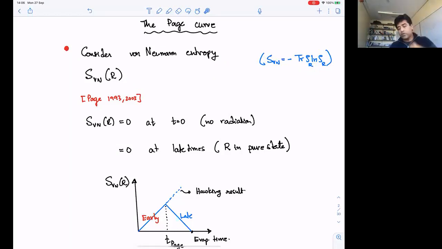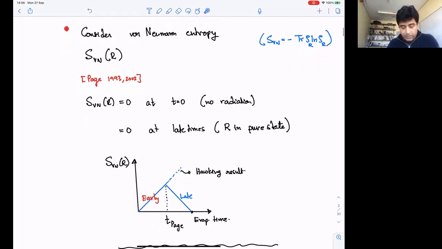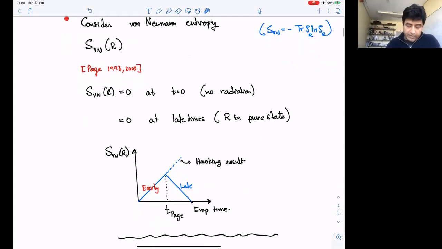So if you can compute rho sub r and you can compute trace rho log rho, then you can compute the von Neumann entropy. Now, this is of course a very hard problem to do in general. Page provided a very general argument for how the von Neumann entropy of the radiation should behave as a function of time. It's based on very general quantum information arguments.